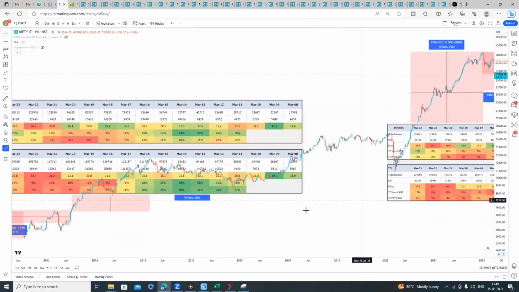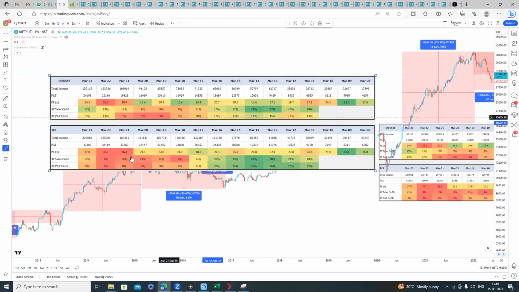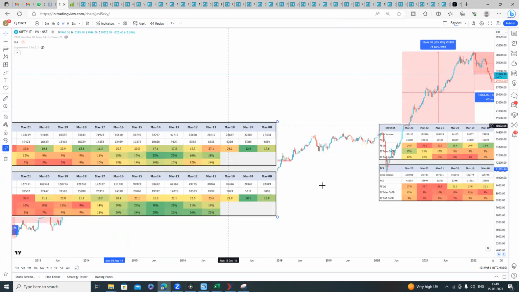we got another run up in 18-19. This was not an earnings based run up, but maybe a little bit of a valuation based run up, which we saw.